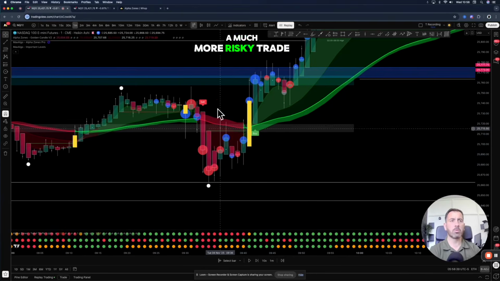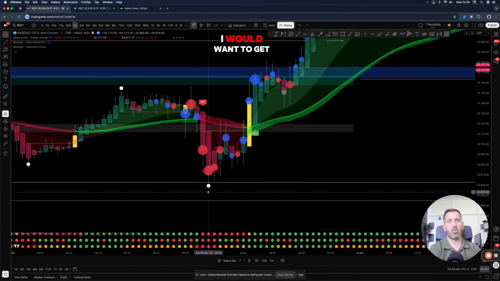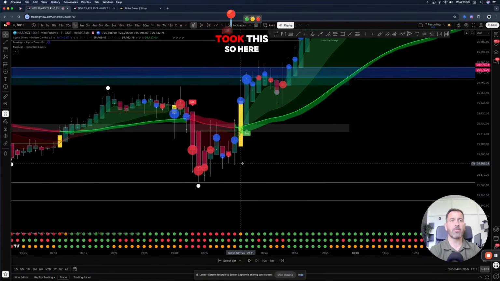That is a much more risky trade. I'd have to reduce my risk right down. And to get what I would want to get, it's just not worth the trade. So I'll wait for a better setup. Why have I not taken this?